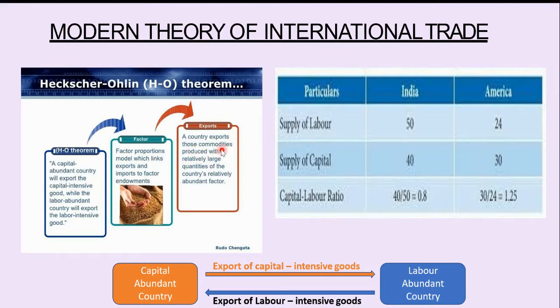Exports. A country exports those commodities produced with relatively large quantities of the country's relatively abundant factor. What type of goods are exported from a country? Commodities produced with relatively large quantities of the country's relatively abundant factor. If a country is abundant in labor, it will be exporting goods which are produced with a large amount of labor. So a country exports those commodities produced with relatively large quantities of its relatively abundant factor.